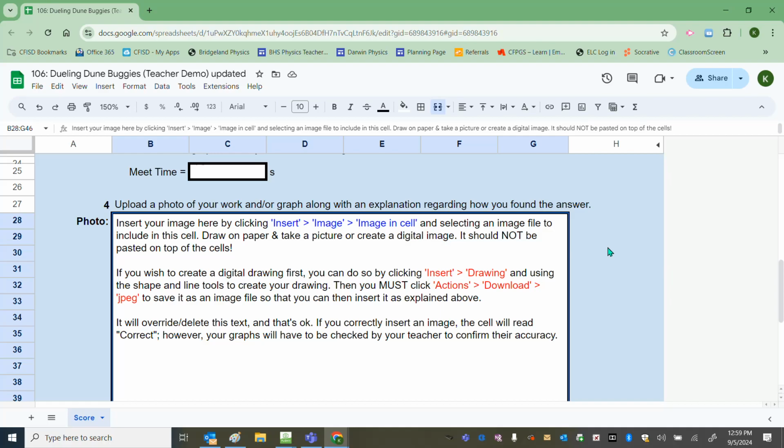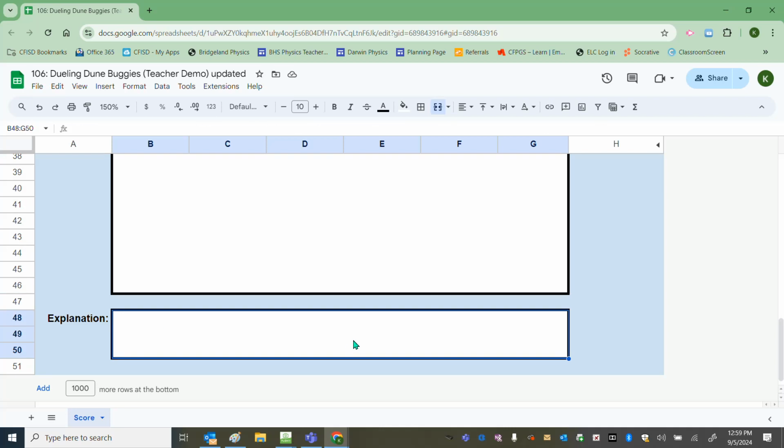If you solved it algebraically and you wrote it out on paper, you're going to take a picture of your work where I can see your steps, and you're going to upload that. But a photo goes in this box, and then underneath it there's a spot for you to type out your explanation. Explain what you did with your graph, or explain what that math means and how you found your answers.